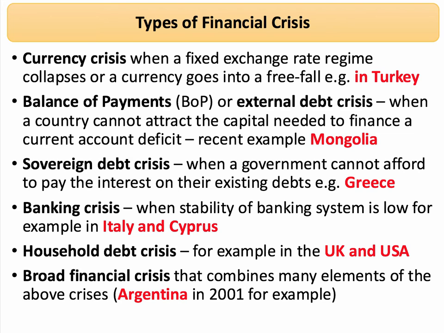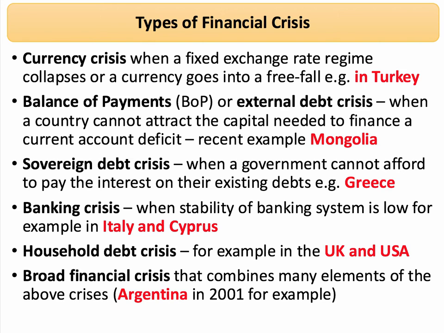So a currency crisis can happen when a currency goes into free fall. It loses a lot of its external value. And a good example at the moment is Turkey. The Turkish lira has fallen by more than 20% against the US dollar in the last few months, and some experts are thinking there could be a full-blown currency crisis as we head into 2017.